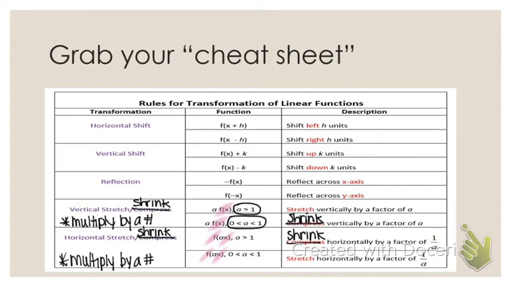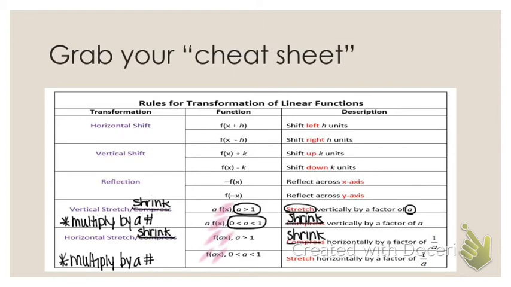If your a value, the number they're multiplying by, is greater than 1, you have a stretch. Now look, it's a stretch by a factor of a. So I want you to circle the a too. Again, vertical, we like. Vertical, it is what you see. So if a is greater than 1, then it's a vertical stretch by a factor of whatever that number is.